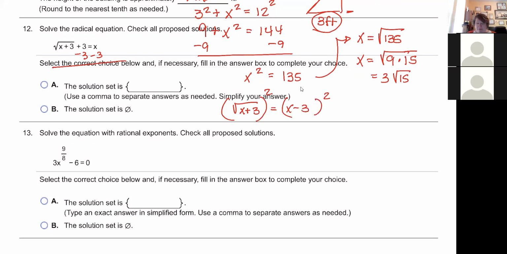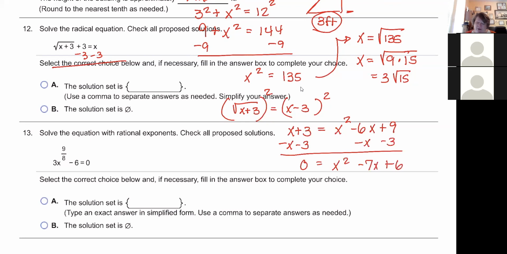When you square a square root, you get just the radicand. And then I'm going to square that binomial. And I squared it using the formula. You can FOIL it. I'm not going to walk you through that. Then I'm going to subtract x from both sides and 3 from both sides, and get this thing equal to 0 so I can factor it. So this factors to -6 and -1. So we get x minus 6 is 0 or x minus 1 is 0. X is 6 or 1.